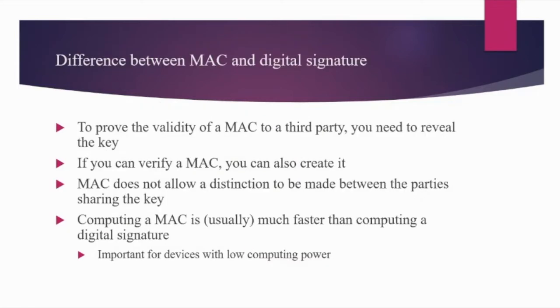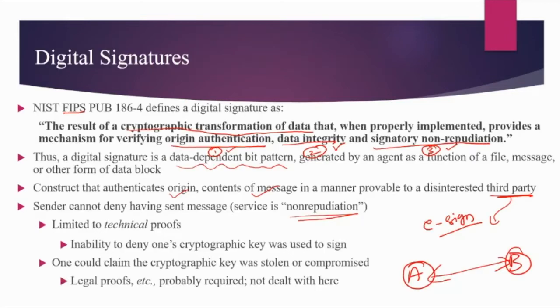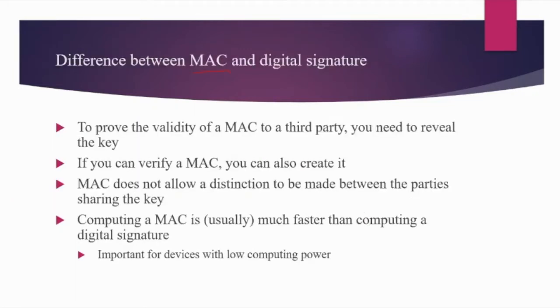Now you might be thinking that in the last video we have seen that MAC and hash functions are also used for providing message authentication. And if you remember, message authentication also covers these three things: origin authentication, data integrity, and signatory non-repudiation. Then why is there a need for digital signatures? So let me answer that question.